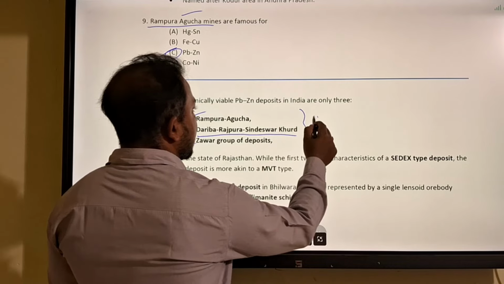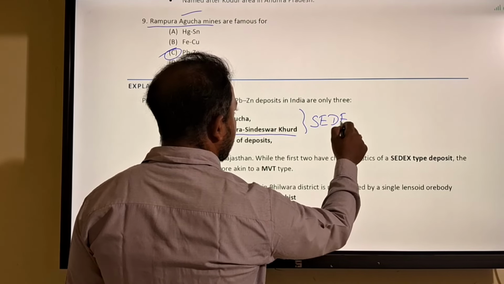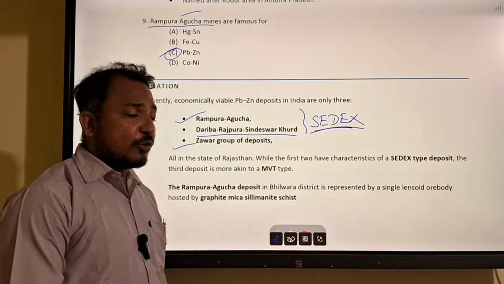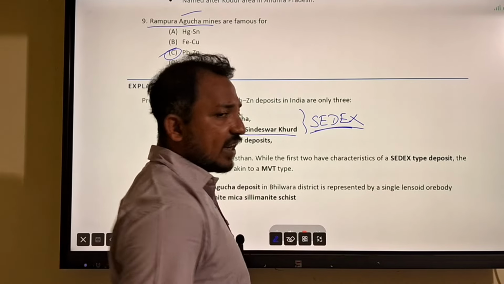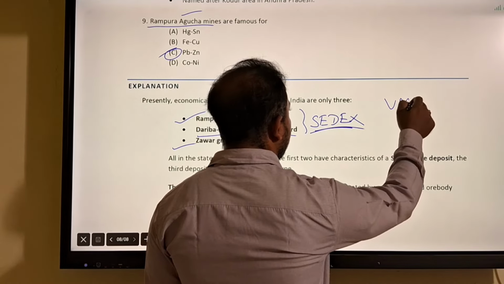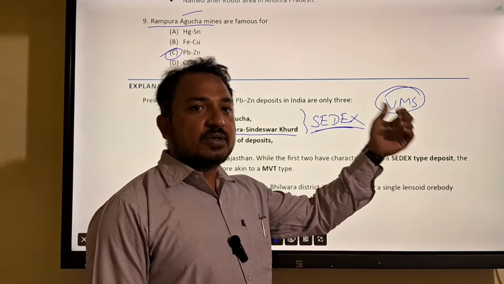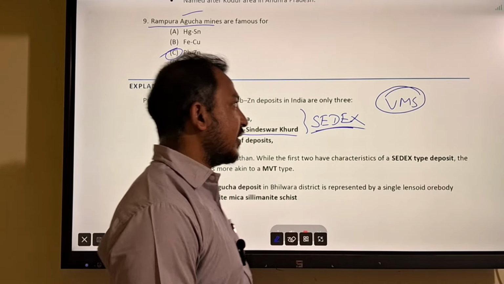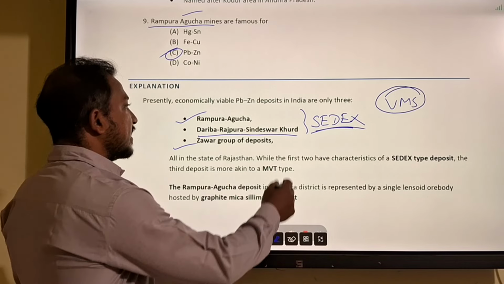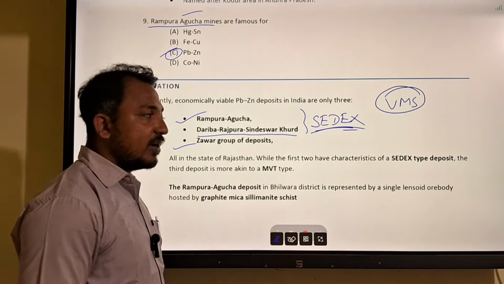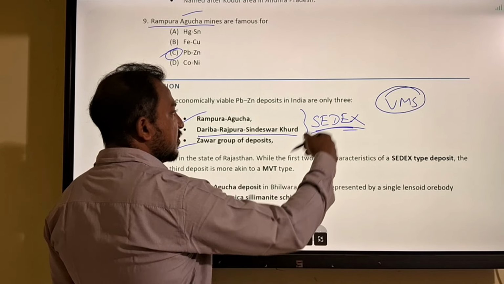So these two are produced by SEDEX, sedimentary exhalative. It is a hydrothermal process. Remember, it is a hydrothermal process. Sedimentary exhalative does not involve any volcanic activity, whereas VMS, volcanogenic massive sulfide, is a hydrothermal deposition related to volcanic activity. But this is not magmatic, it is only related to volcanic. SEDEX is also a hydrothermal deposition, which is not related to volcanic activity. This is the difference between VMS and SEDEX.